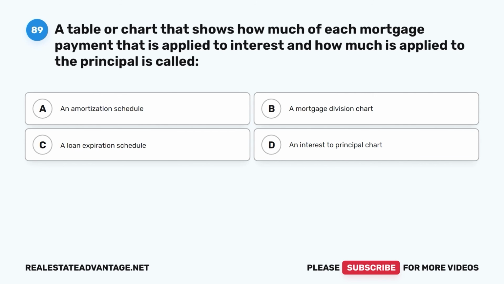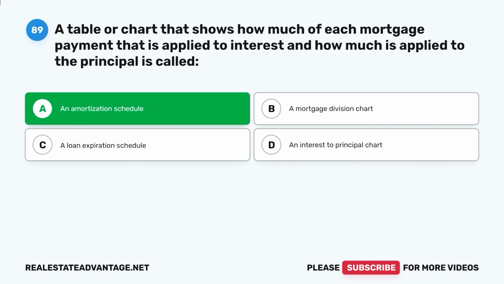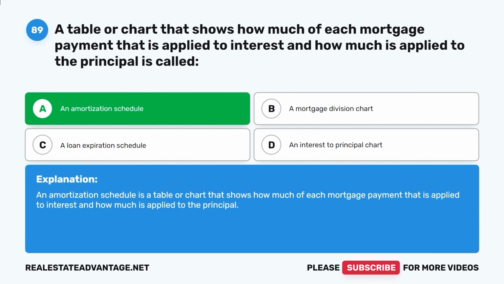Question 89. A table or chart that shows how much of each mortgage payment that is applied to interest and how much is applied to the principal is called A. An amortization schedule. B. A mortgage division chart. C. A loan expiration schedule. D. An interest to principal chart. The correct answer is A. An amortization schedule. An amortization schedule is a table or chart that shows how much of each mortgage payment that is applied to interest and how much is applied to the principal.